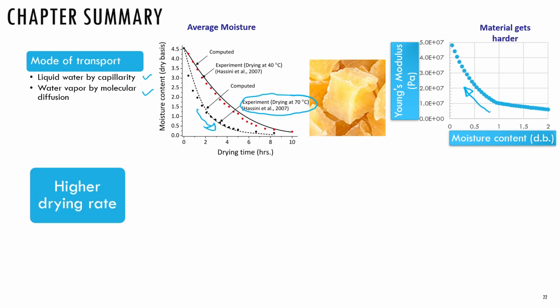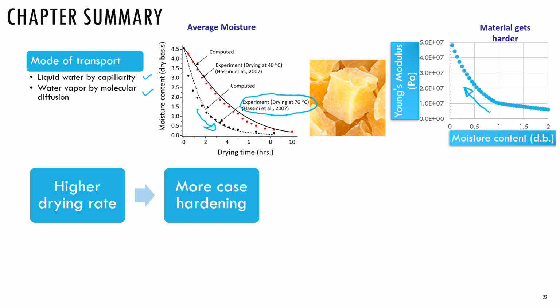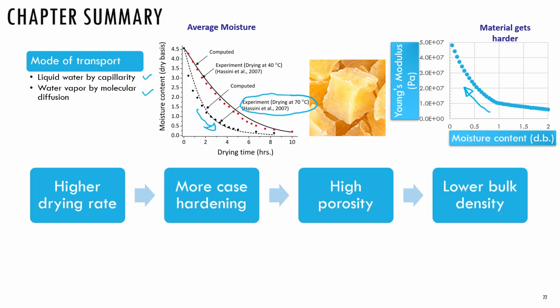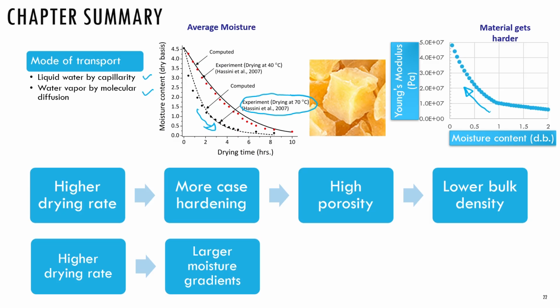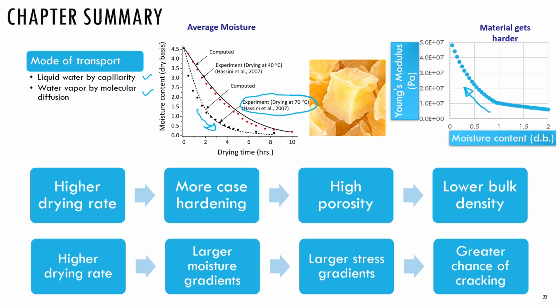Faster drying causes the harder shell to develop sooner. So there's more case hardening, reducing additional shrinkage and leading to high porosity and therefore lower bulk density. Higher drying rate, of course, would lead to larger moisture gradients and larger stress gradients that could lead to cracking of the food material.